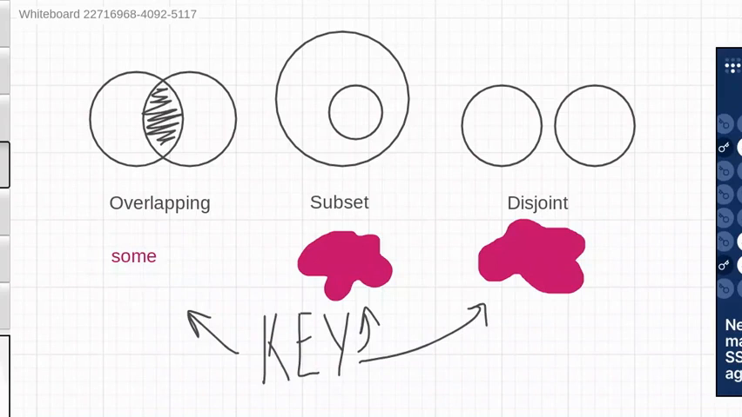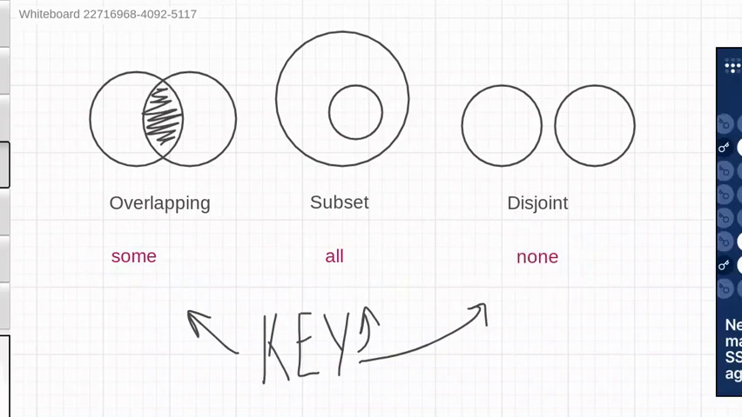So the keyword for overlapping is some. The keyword for subset is all, and the keyword for disjoint is none or nothing.